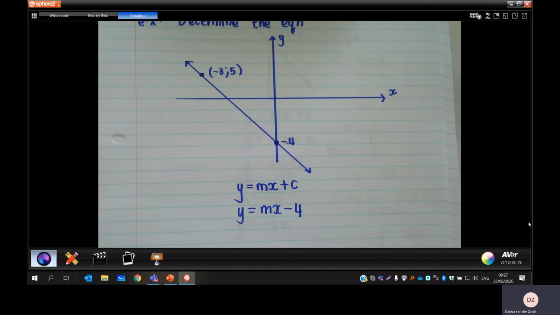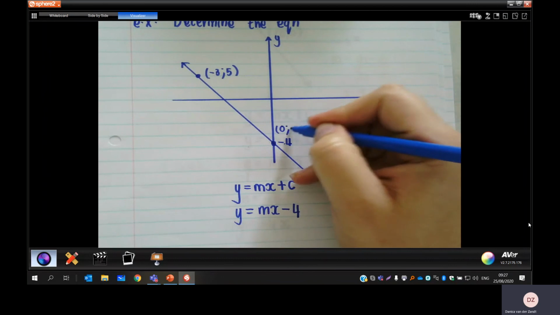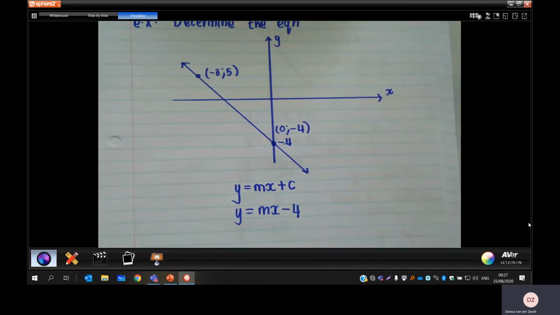I also read the coordinates out of this. I said 0. That would be your coordinate. Yeah, that's what I did. Okay, and then you did your gradient first. Yeah. We'll get that in a moment.